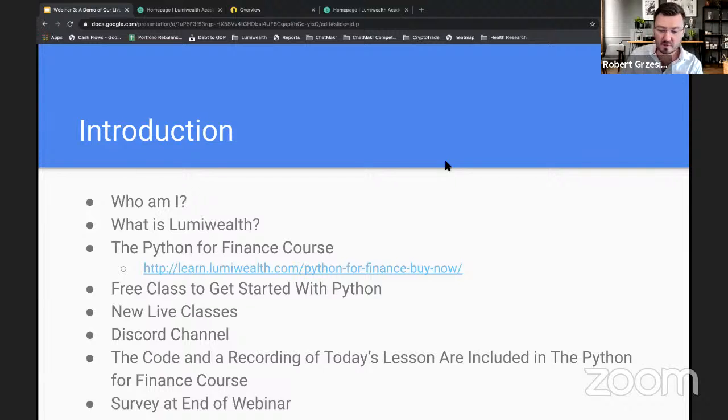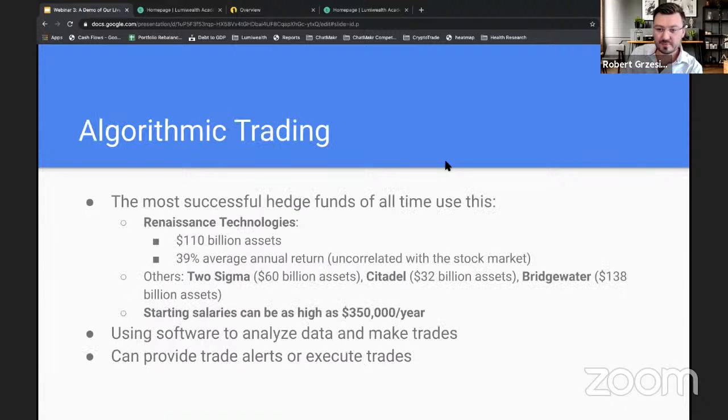Okay, so now let's jump into it. Algorithmic trading, what is it? Why should you care? First of all, some of the most successful hedge funds of all time use algorithmic trading. Some examples: Renaissance Technologies, Two Sigma, Citadel, Bridgewater. They all have computers executing code that is basically trading on their behalf. If you ever listen to Ray Dalio speak, he's all about setting up specific rules-based systems for trades. This is algorithmic trading in his specific flavor.